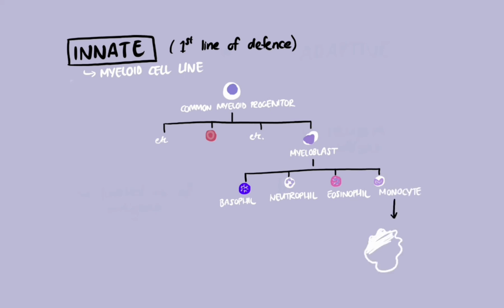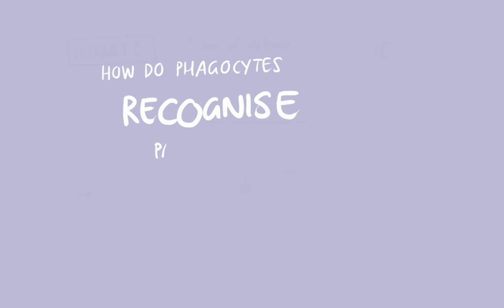So the monocyte can migrate out of the blood and differentiate into macrophages and dendritic cells. Most tissues in our body have macrophages. For example, we have alveolar macrophages in our alveoli, we have osteoclasts in the bone, and we have Kupffer cells in the liver. But how do these phagocytes recognize pathogens? And when we say phagocytes, we're talking about these cells of the innate immune system.